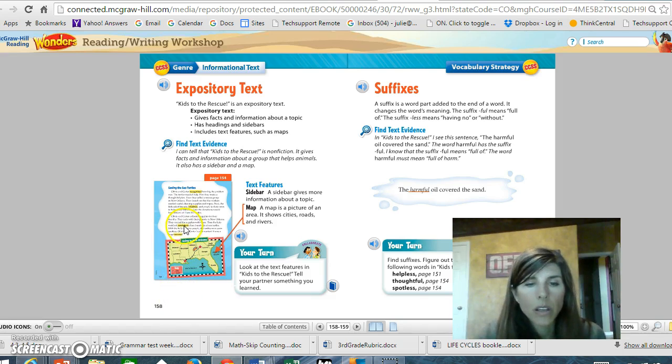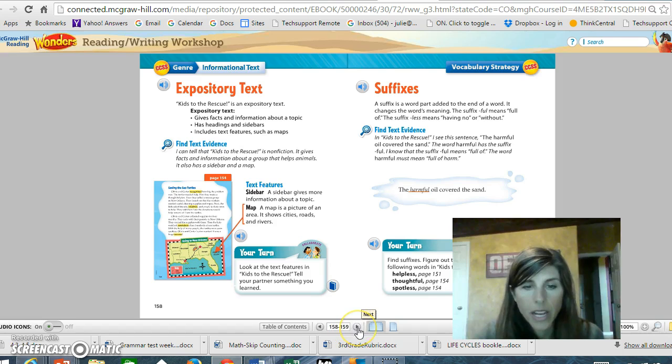Be specific. Or if it asks you what the text feature explains, be specific. What does it give? What does it teach you? Because text features teach you additional information. It's important information that the author thought you should know.